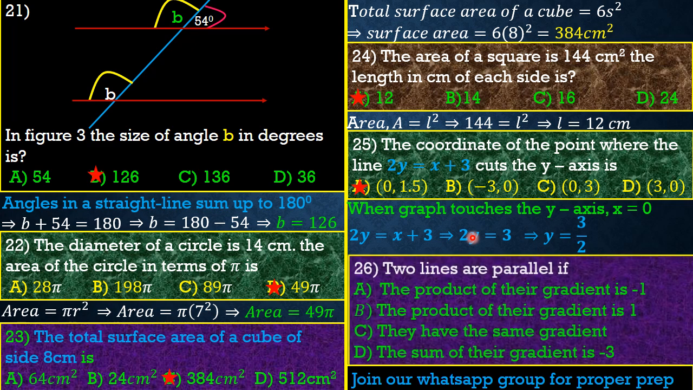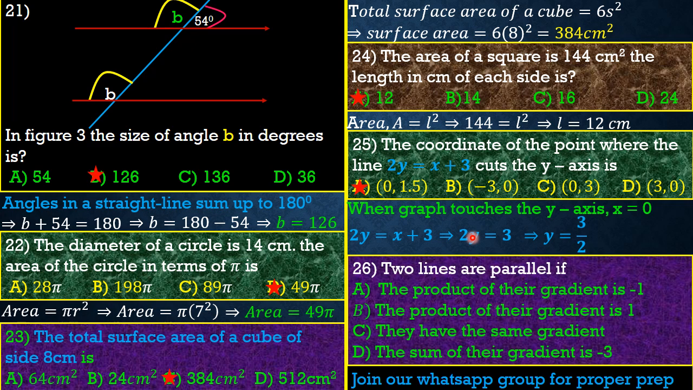Okay. Question 26, guys, simply reads that two lines are parallel if A, the product of their gradient is -1. All right, guys, this option is not correct. So friends, can you give me examples of parallel lines? For example, if you look at question 21, these lines in red are all parallel because they never meet. And as such, the gradient of these two lines is 0. So they have equal gradients.